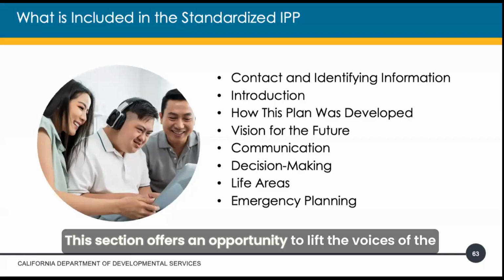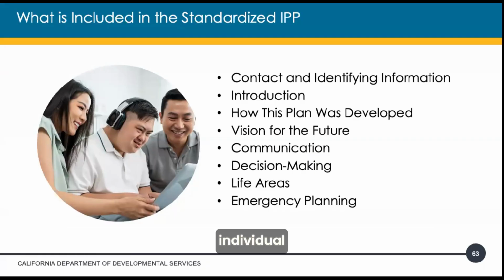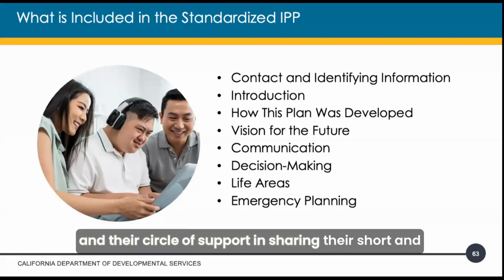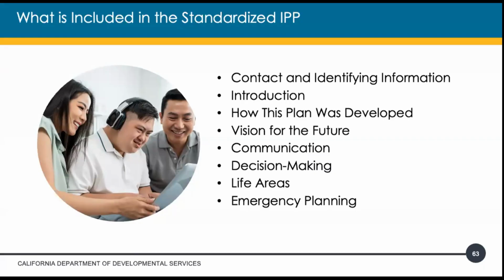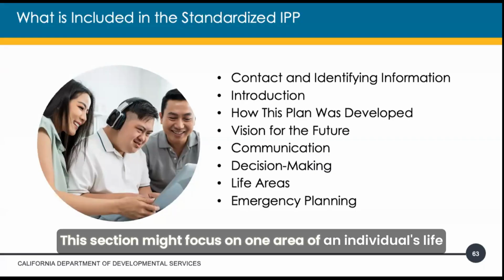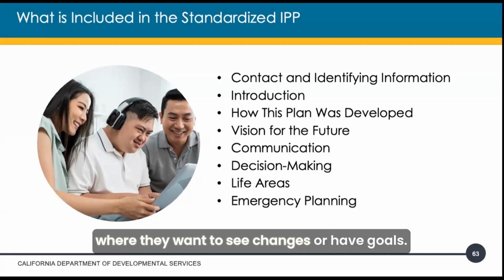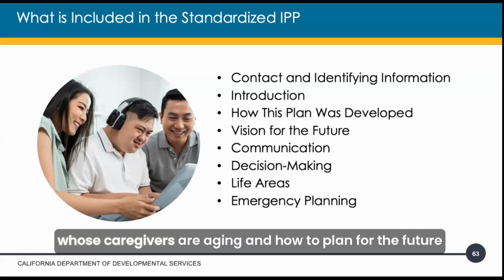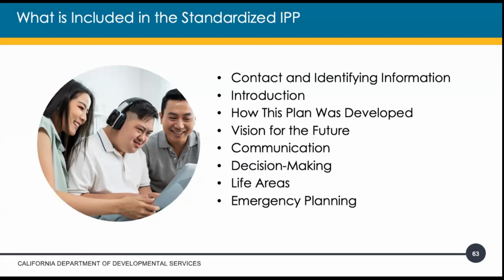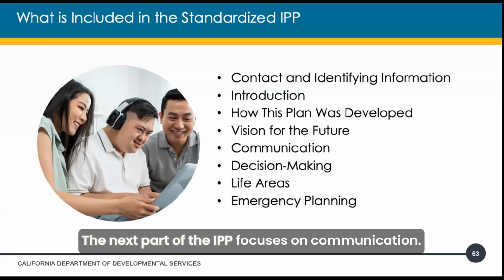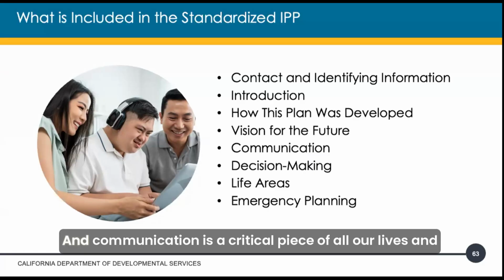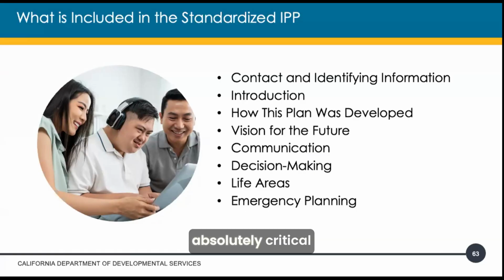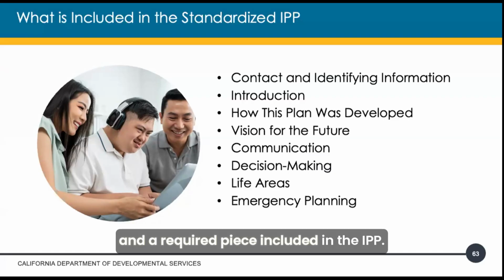This section offers an opportunity to lift the voices of the individual and their circle of support in sharing their short and long-term goals. This section might focus on one area of an individual's life where they want to see changes or have goals. It may also include objectives for those individuals whose caregivers are aging and how to plan for the future with regards to that. The next part of the IPP focuses on communication. And communication is a critical piece of all our lives and absolutely critical and a required piece included in the IPP.